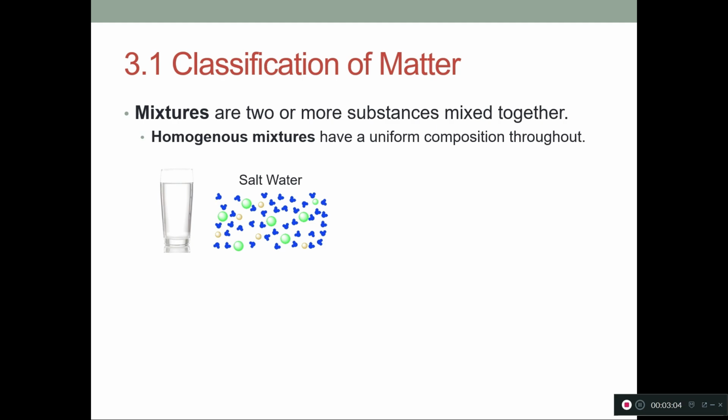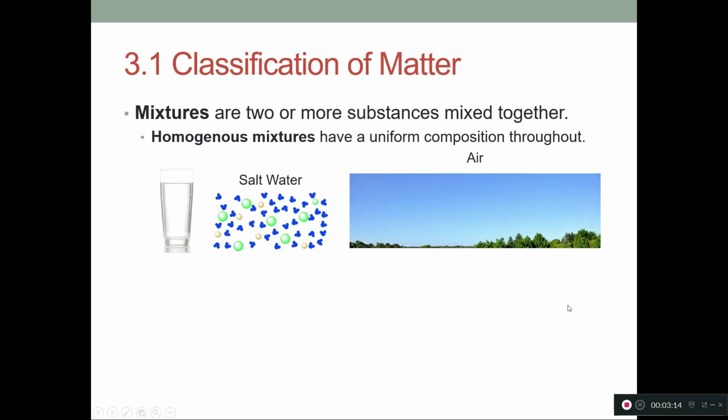That means if you look at something like salt water, you can't pick out the individual particles of salt. The whole thing just looks like it's made of one sort of uniform thing. Another example of this would be air. Air is made out of mostly nitrogen and then oxygen and then a little bit of other things like argon and carbon dioxide. But if you just look at air, it just looks like it's made out of one thing. You can't differentiate between all of the different components that it's made out of.